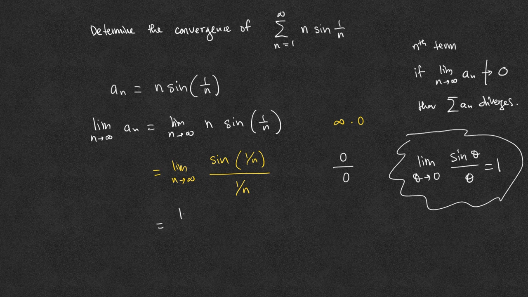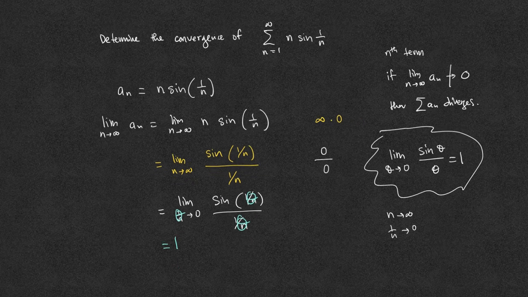We can rewrite this as the limit as 1 over n goes to 0, because as n goes to infinity, 1 over n goes to 0, of sine of 1 over n over 1 over n. So we have the limit of the form theta goes to 0 of sine of theta over theta. This limit is 1. Since the limit of the a sub n term is not 0, we say that the series diverges.